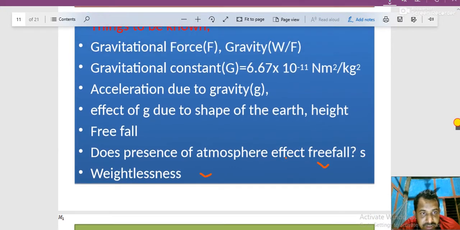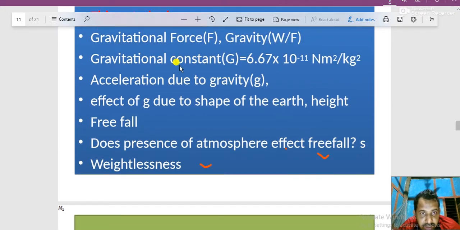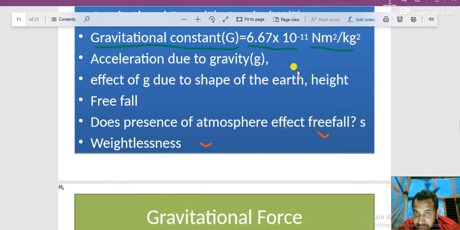Okay, we'll learn these things in the first chapter. In this overall chapter, the gravitational constant value to memorize is 6.67 × 10^-11 N m²/kg². How this unit comes, I will derive in the next class, and I'll discuss the 6.67 × 10^-11 value on the second day. Today, day one, I'll just make you familiar with gravitation force and gravity.